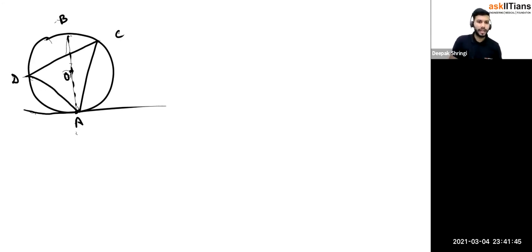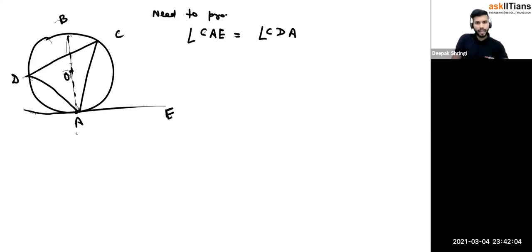So guys, the angle between the chord and this would be, let's say, if it is ABCDE. We need to prove that angle CAE would be equal to angle CDA. Angle CDA. This is something we need to prove. I'll write over here: need to prove.